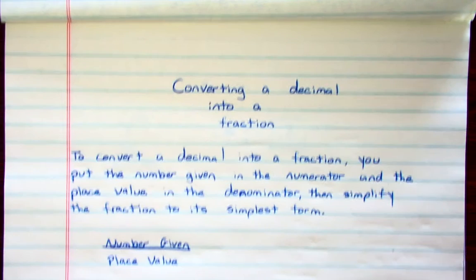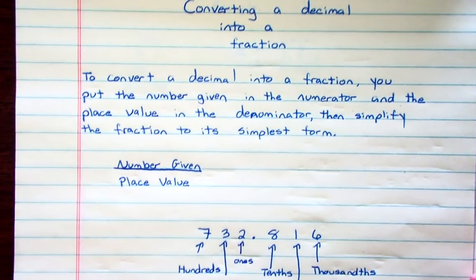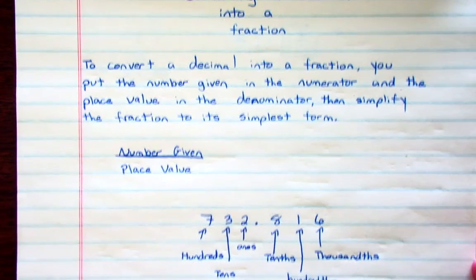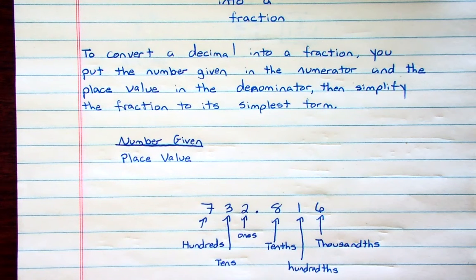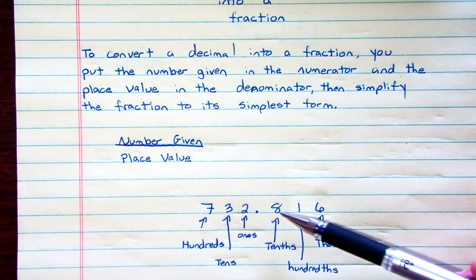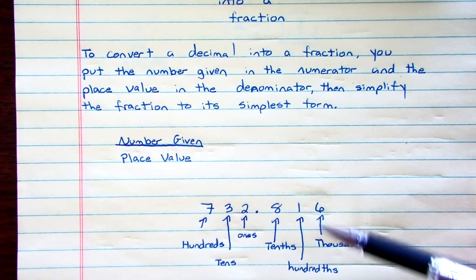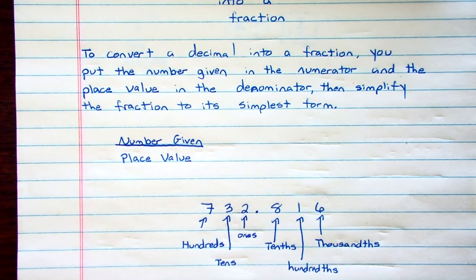So let's go ahead and talk about some place value numbers really fast. So let's say you have 732.816. The 7 would be in the hundreds. The 3 is in the tens. The 2 is in the ones. Now after the decimal, the first number after the decimal is the tenths. Then you have the hundredths. Then you have the thousandths.